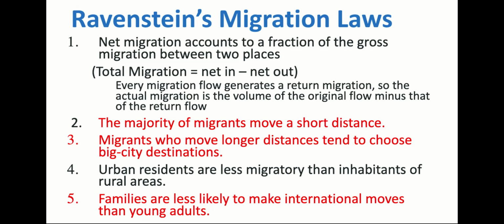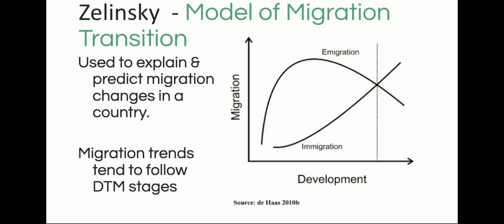Because it makes sense. Why on earth would you travel to a population of 500 people? Because you're not going to find a job there. Where you will find a job, however, is in a big city. Finally, families are less likely to make moves internationally as opposed to young adults. Young adults, because they have freedom, because they don't tend to have young children with them, it makes it much easier for them to migrate.